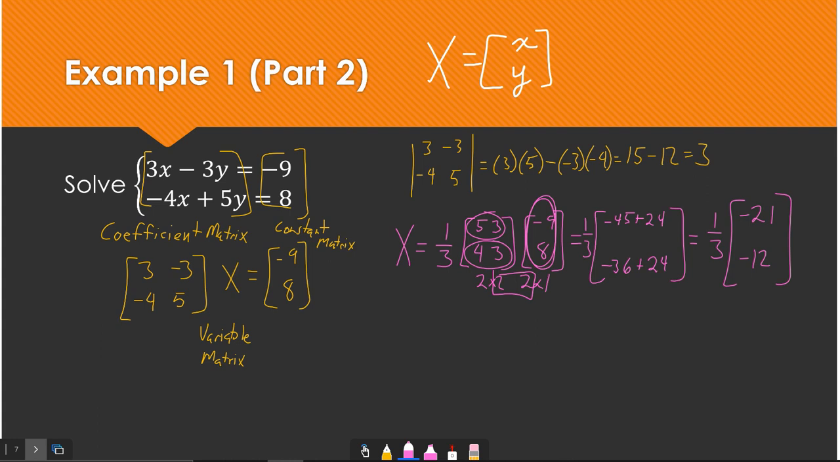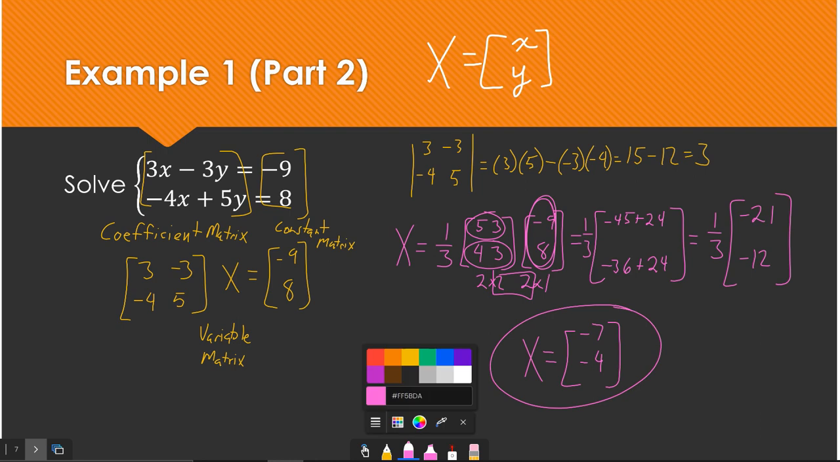So our variable matrix x is, we're going to multiply both of them by 1/3, so that's -7 and -4, which is the same ordered pair we got before, -7, -4. So this is just another way to solve systems of equations where we have two variables and two equations.